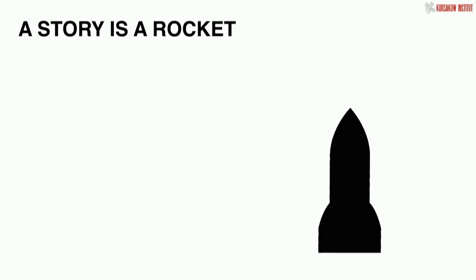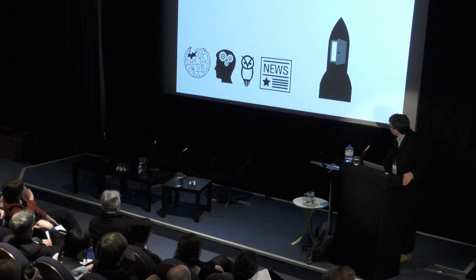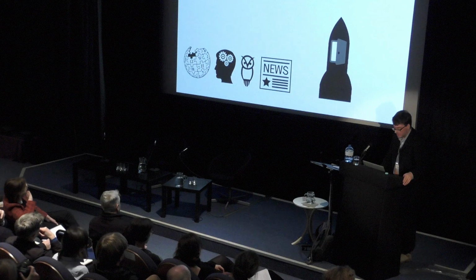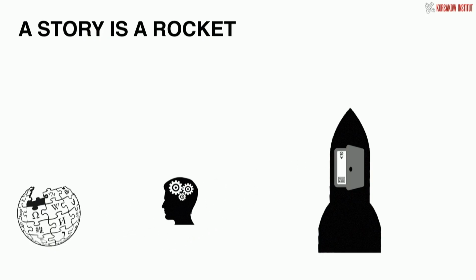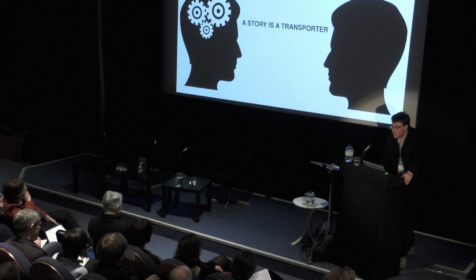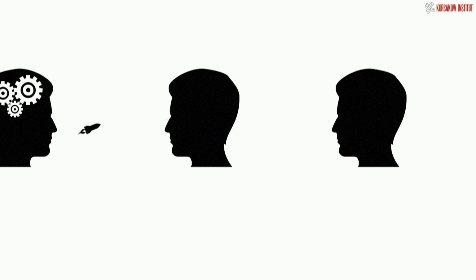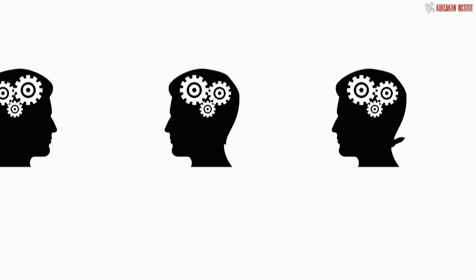A story is a rocket. It can transport lots of things. Things like information, knowledge, wisdom, news. Basically, all kinds of things that a human brain can breed. And then this cargo can be shot from one brain into another brain. And the rocket can then be reused by other people, and they can shoot the load further on.